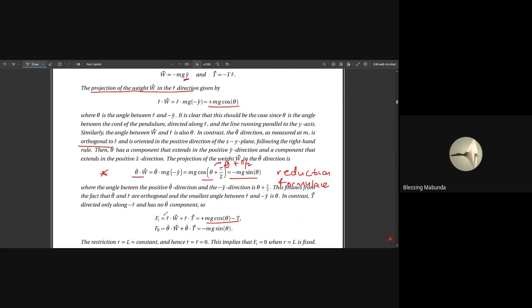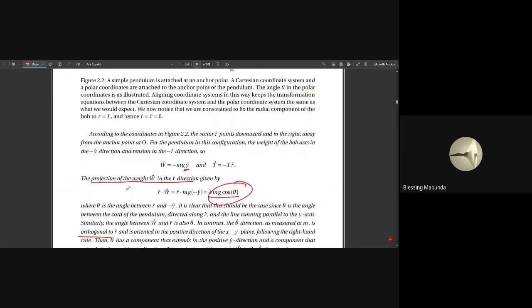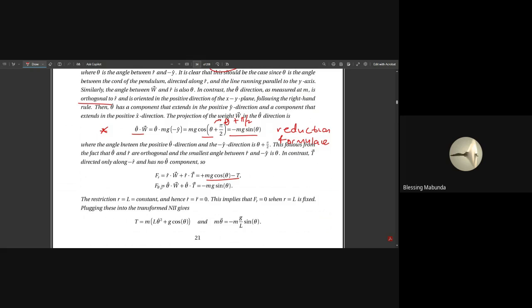Right, so we had looked at the weight component in the r hat direction, which was this value. And then tension in the r hat direction, that's simply minus T. There's not going to be any theta component since they are parallel to each other. This is T and this is r hat. And our F_theta, the weight component in the theta hat direction, that's minus mg sine theta, while this is 0.